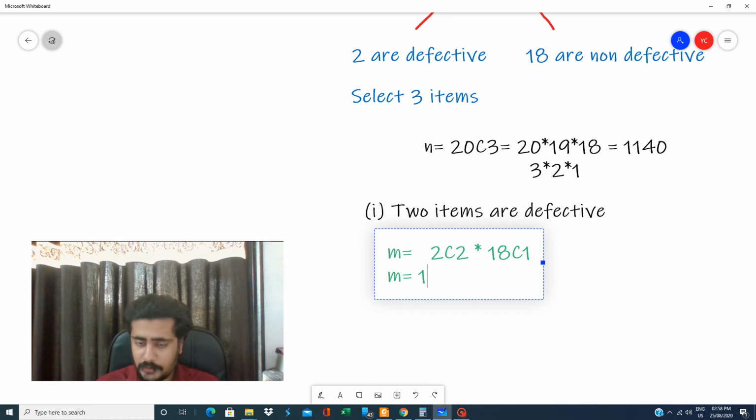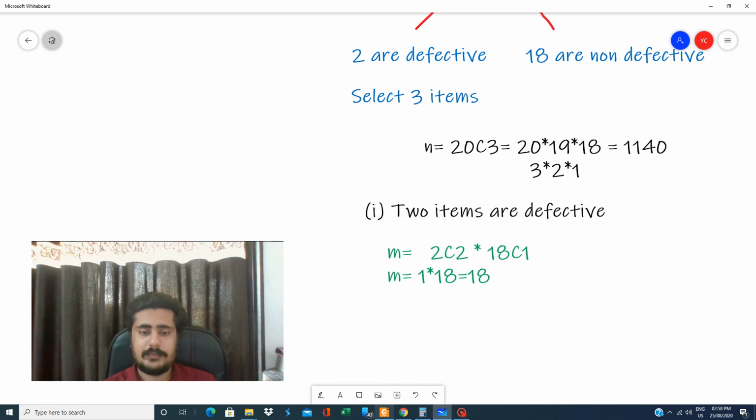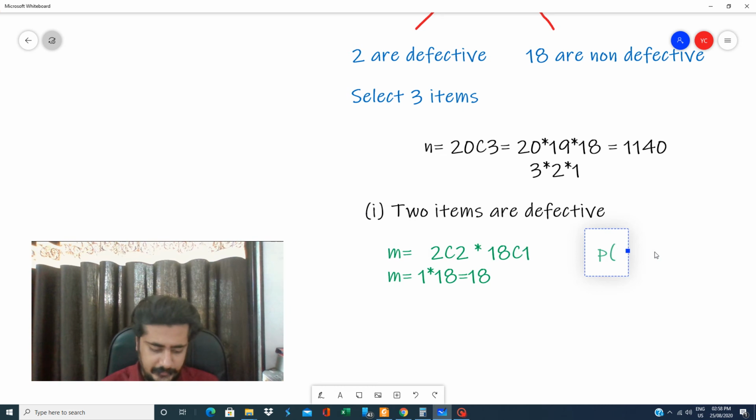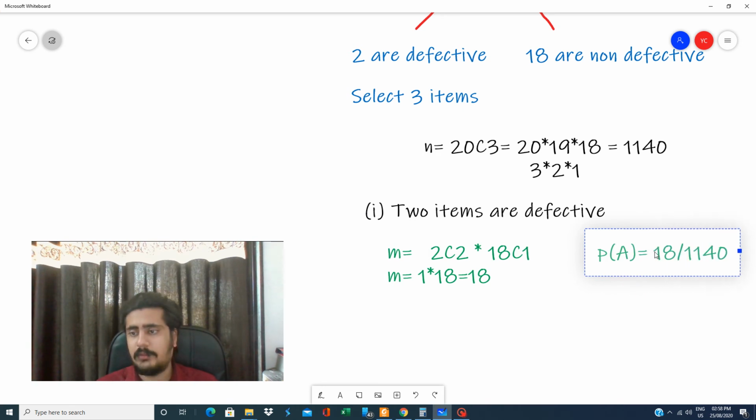Now the solution of 2C2 is 1 and the solution of 18C1 is 18. So your answer is 18. So P of A, that is probability of A, is 18 upon 1140.